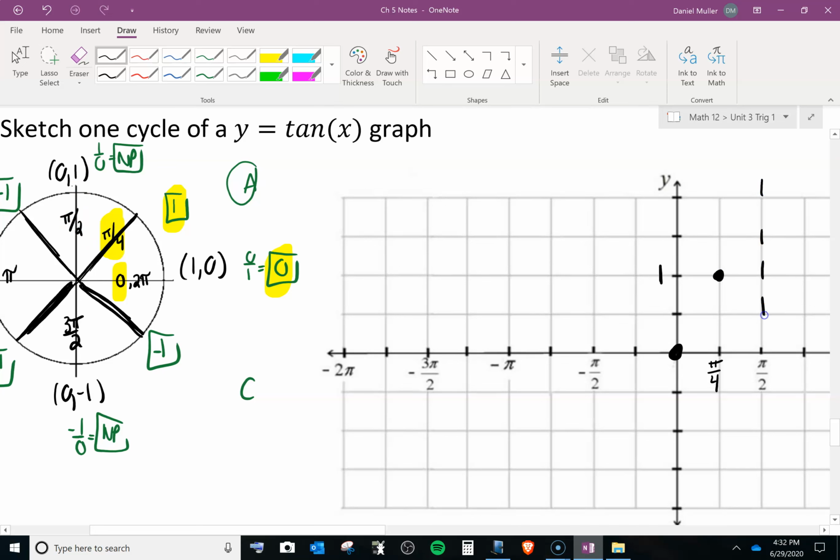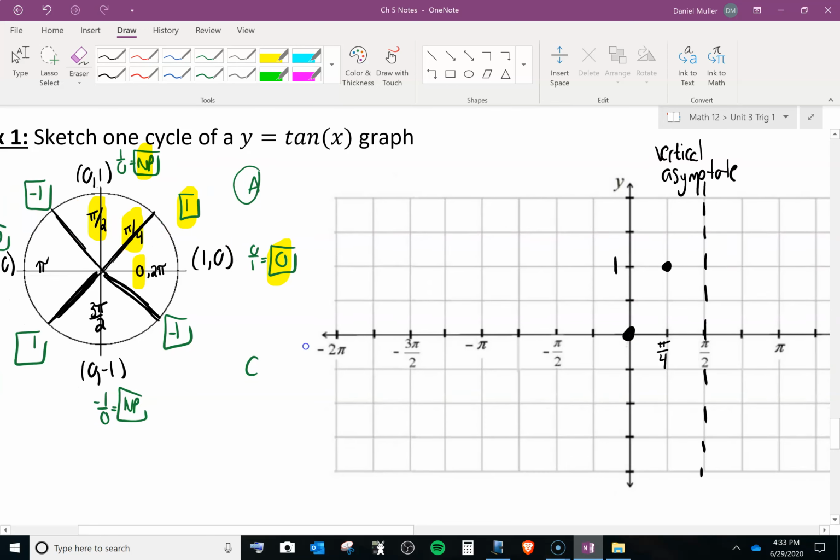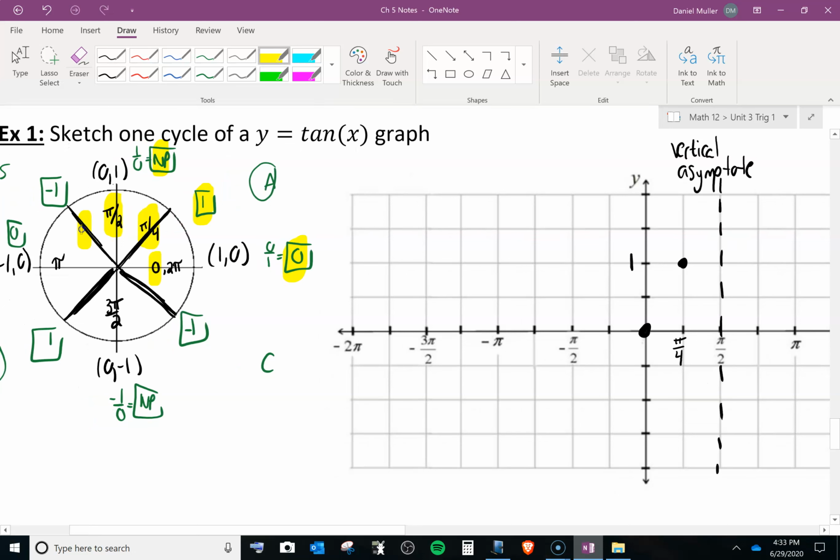Now that's called, and I don't know if we've used this word yet, a vertical asymptote, because it's up and down. You don't really say the P. These are lines, like boundaries, and our drawing is going to get close to the boundary, but it's not going to cross. Okay, so you're at 0, then you're at 1, and then you're at not possible. So here's that pi over 2, where we were at a not possible.